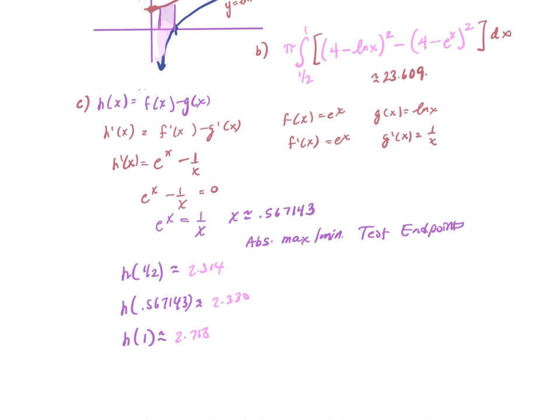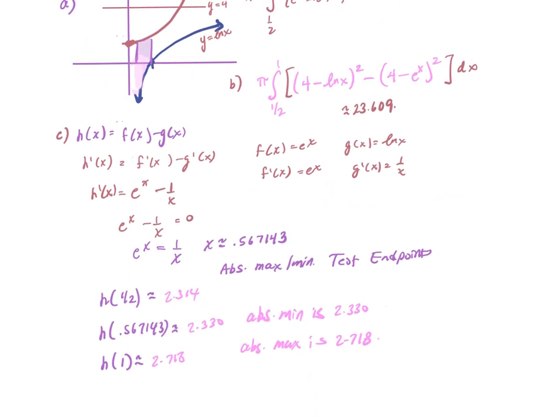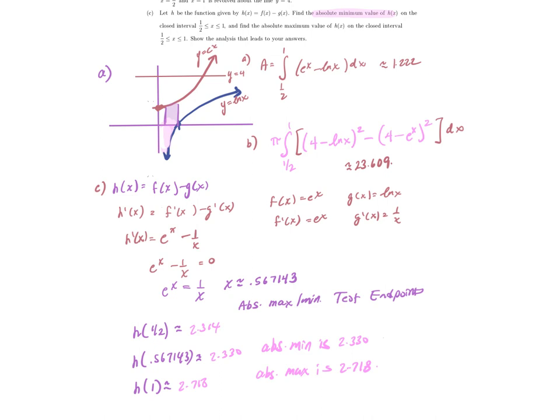Sorry. Okay, here we go. And they want the value. So they want the absolute maximum and minimum value. So when they talk about value, we're talking about the y values here. Okay? So the absolute min is 2.330. And the absolute max is 2.718. All right, hopefully we're getting the hang of it as we work through these.